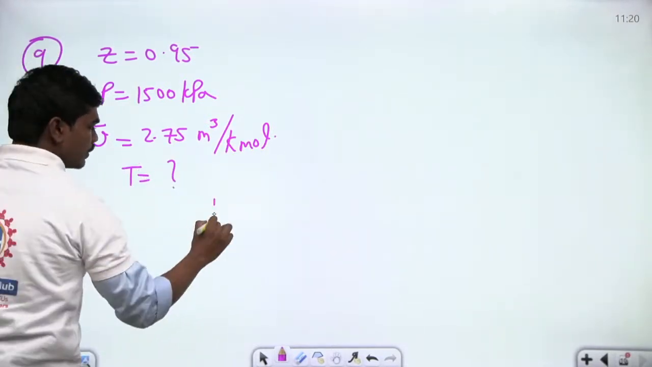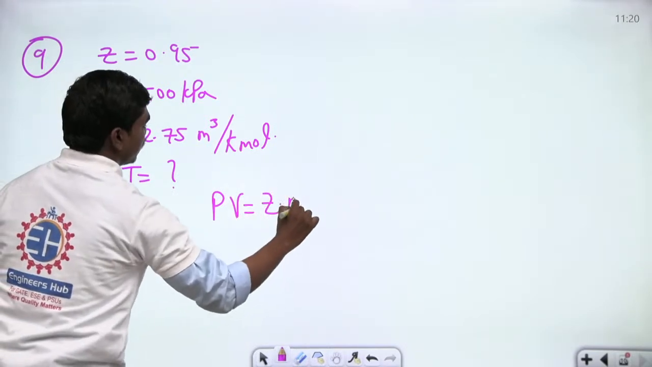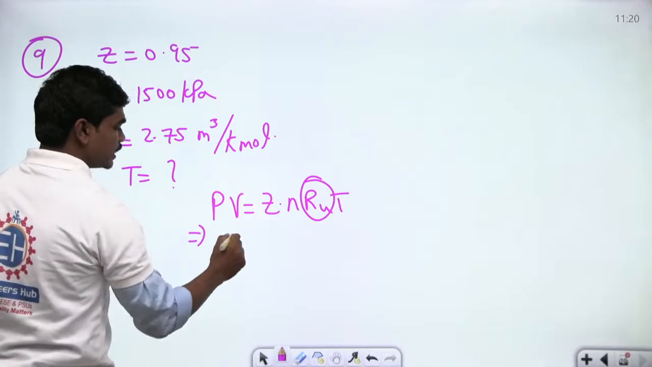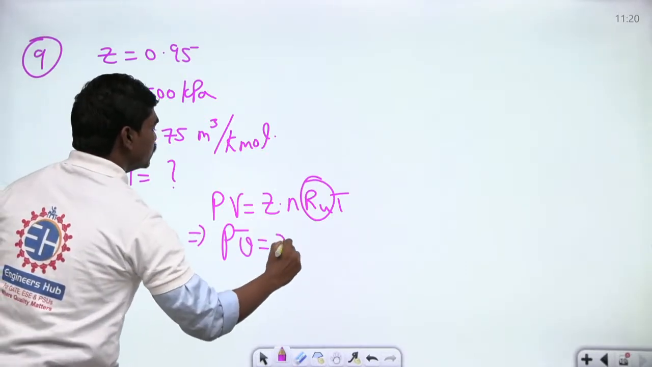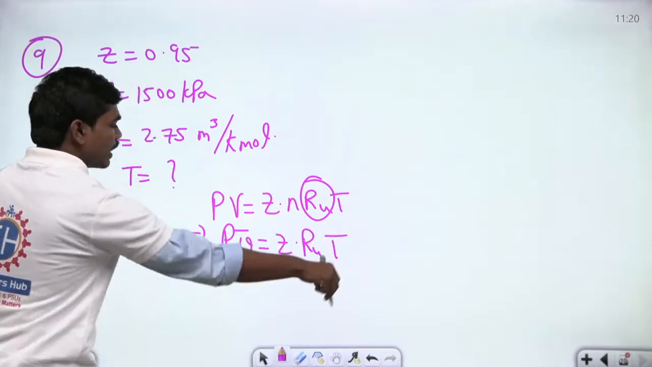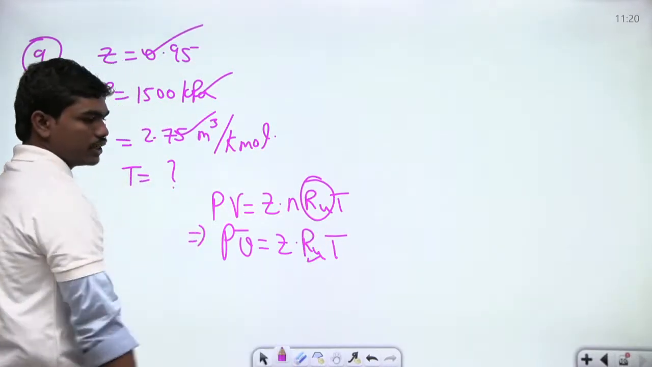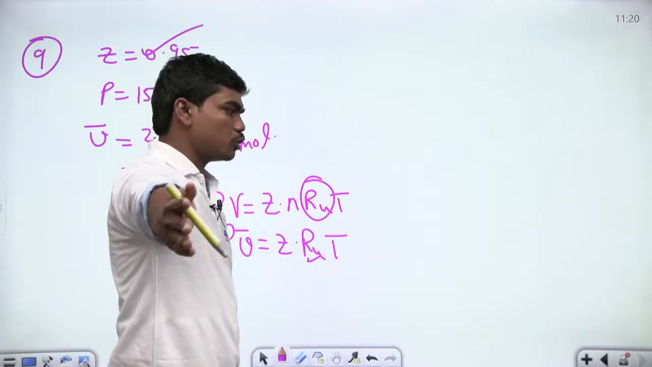So it's a simple approach. We can write PV is equal to Z times N RU T, where RU is the universal gas constant, and if you divide this by N, we have P into V bar is equal to Z into RU into T. Out of these 5 quantities here, we have 4 quantities, and of course RU is a constant, the universal gas constant, which is 8.314 kilojoule per kilomole Kelvin.